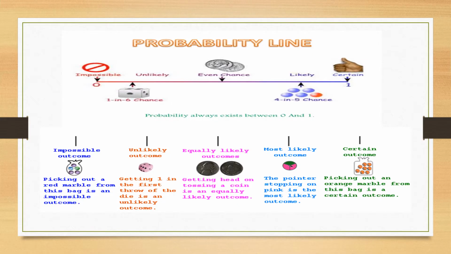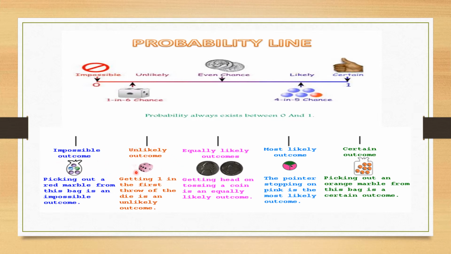Now what is the probability line? The probability line uses terminologies like impossible, unlikely, equally likely, or certain outcomes. And we always know that probability lies between 0 and 1. Impossible outcomes: for example, picking out a red marble from a bag in which there is no red marble is an impossible outcome.